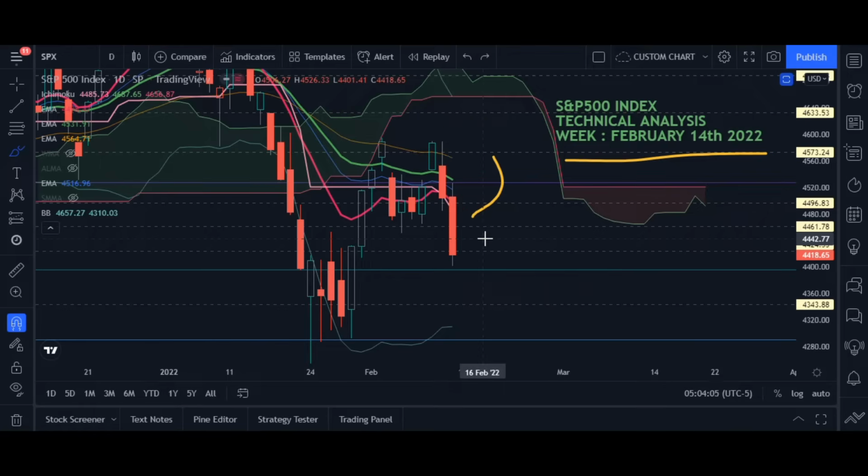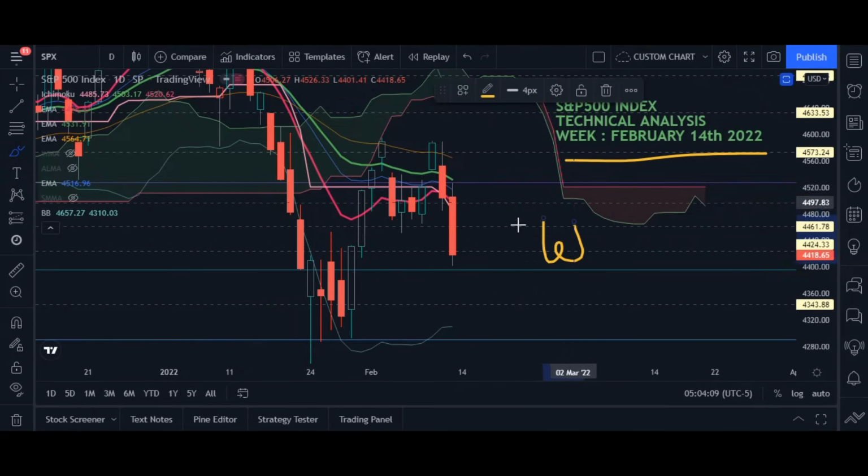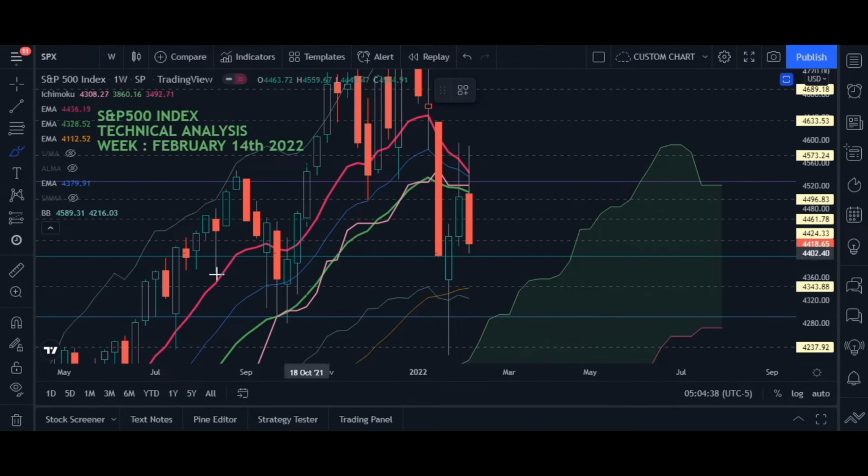Anyways, now let's move on to our technical analysis. We will first do the technical analysis on the weekly chart. Okay guys, so we are here on the weekly chart. Weekly chart means one candle represents one week, not one day or one hour. One candle means one week.